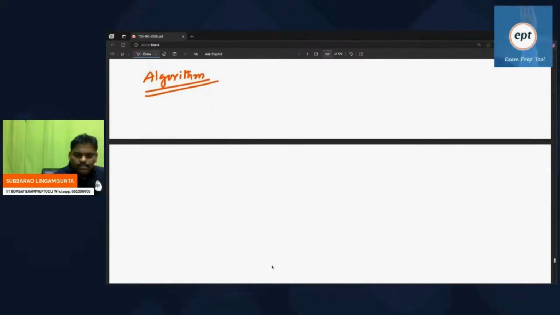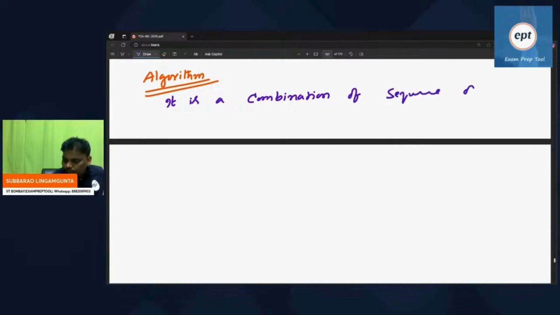Algorithm definition. It is a combination of a sequence of finite steps to solve a problem. It is the definition. See, I started with the definition.